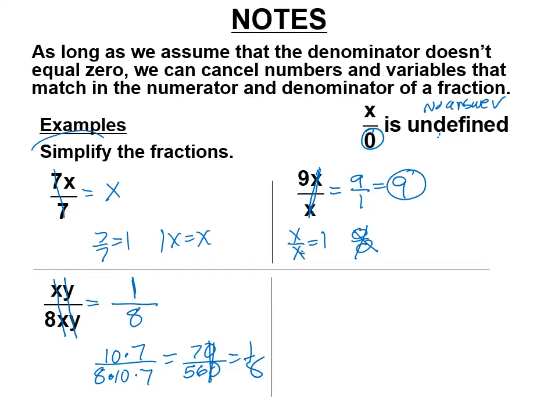And so 1/8 is way simpler than x times y over 8x times y, right? This is the letter x, it's not the times symbol. So let's try that one. Well, the 13's cancel, the x's cancel, there's nothing left on the top, and this answer is 1 over y.